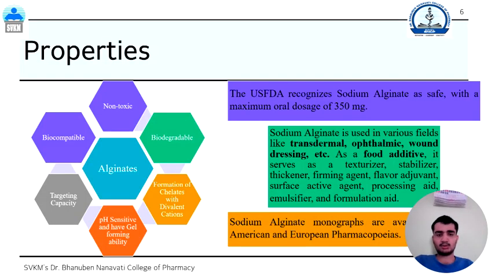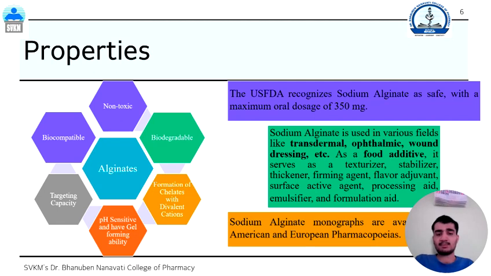Now moving on to the properties of alginate. Alginates are non-toxic, biodegradable, and biocompatible. They can form chelates with divalent cations such as calcium and magnesium. They are pH sensitive, have dual permeability, and have targeting capacity.